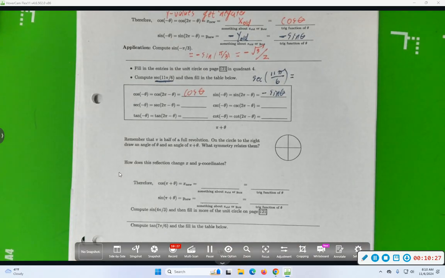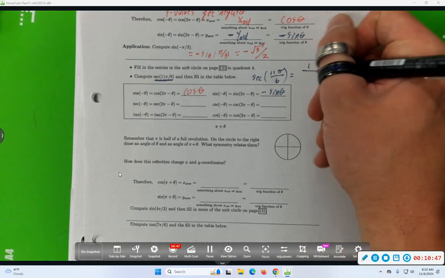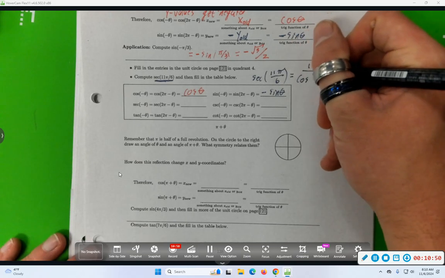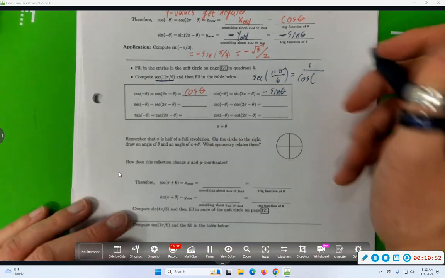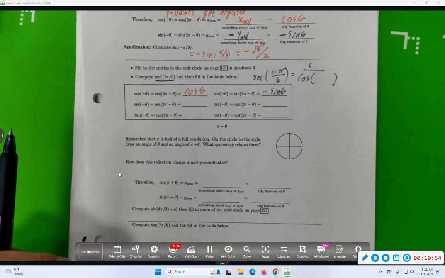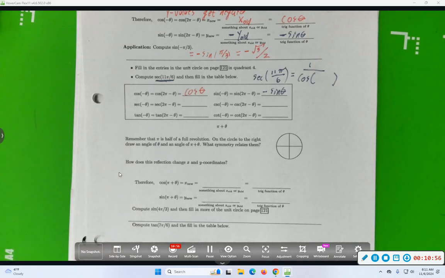Let's try to reason through it. So I know what to do with sine and cosine, right? So if I could write secant in terms of sine and cosine, I could use that. What is secant in terms of sine and cosine? 1 over cosine. It's the reciprocal of cosine. Nice. That's 1 over cosine of 11 pi over 6. That's certainly not an angle you see on the unit circle.